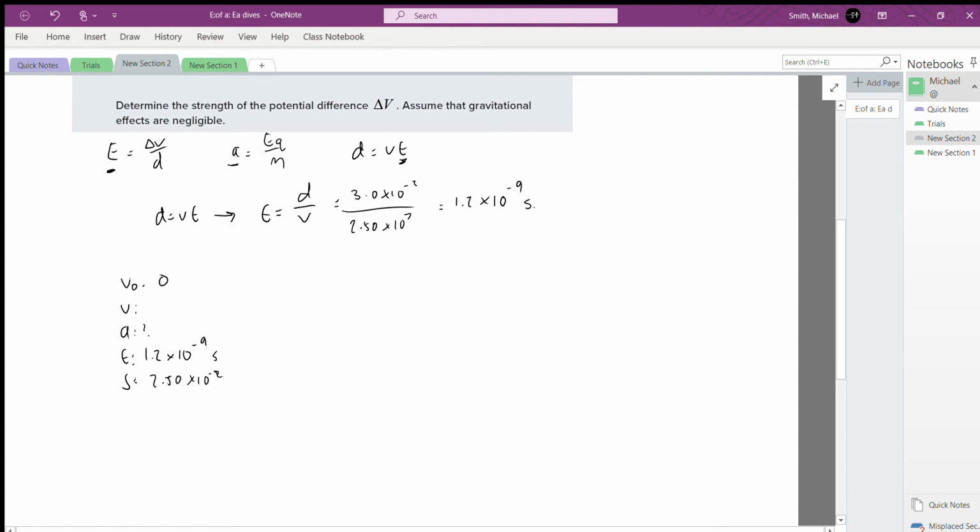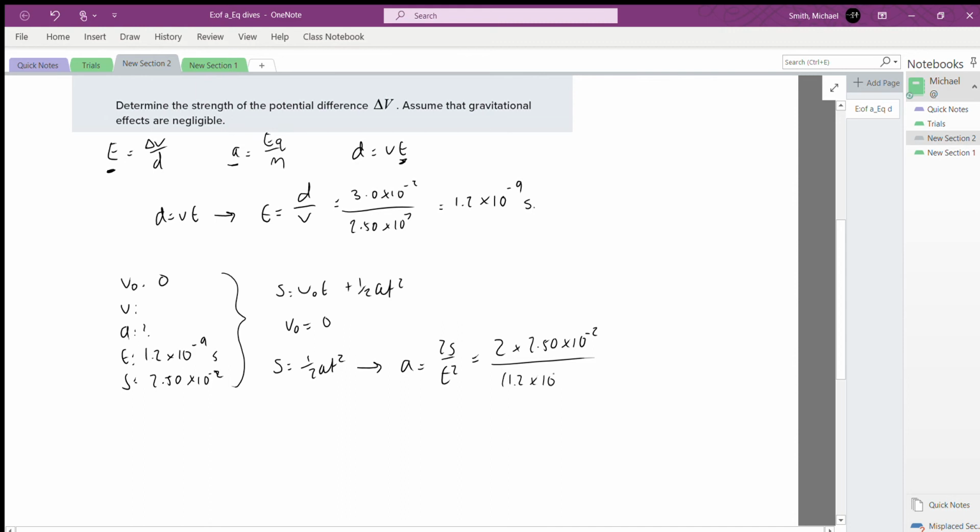So looking at this, V0, A, T and S, we'll be using S equals V0 T plus half A T squared. Conveniently, V0 is 0, so our expression just becomes half A T squared. Therefore, the acceleration will just be 2S on T squared, which we can substitute our values into. So 2 times 2.5 centimeters over 1.2 times 10 to the power of minus 9 seconds squared, which if we substitute into our calculator, we get 3.47 times 10 to the power of 16 meters per second squared. So now we have the acceleration.